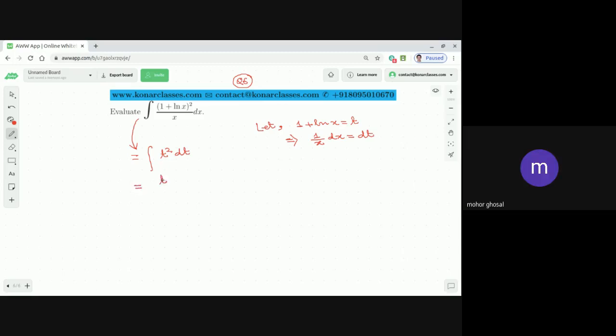So that is t cube by 3 plus c. Now we need to substitute back the value of t, that is (1 plus ln x) whole cube divided by 3 plus c, isn't it, dear students? Yes. Sagnik, Gurman, Disha, Srijita, did you get it? Yes, sir. Okay, so now let's proceed to the next question.